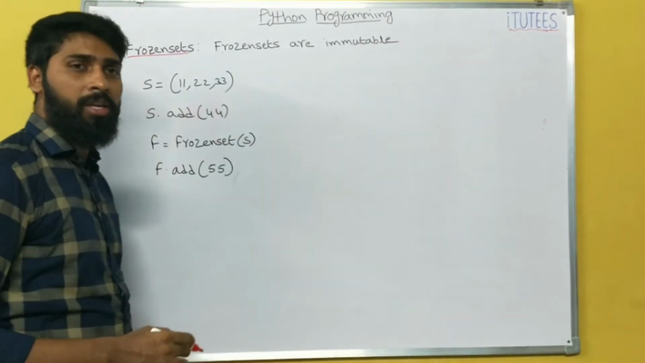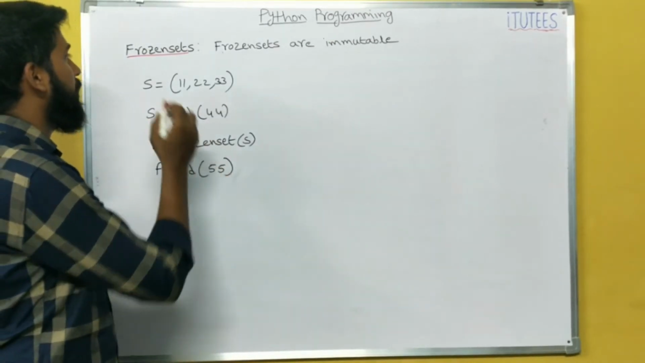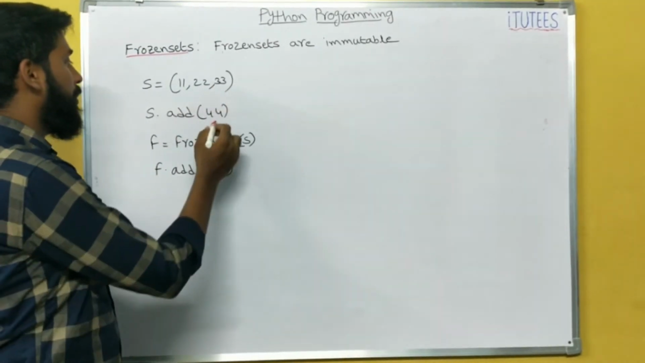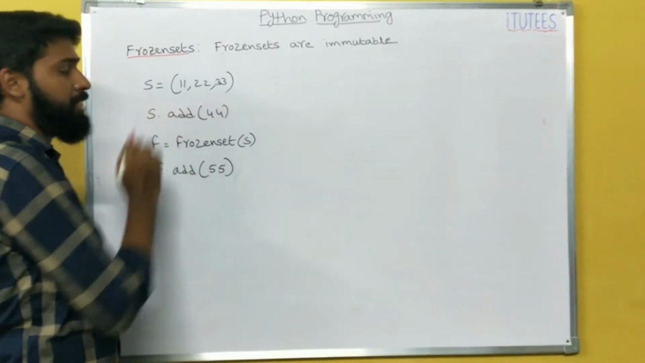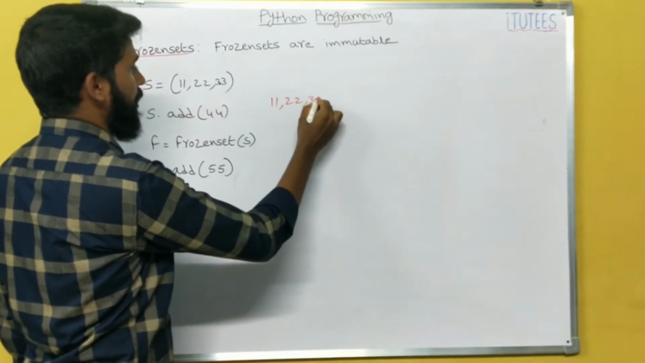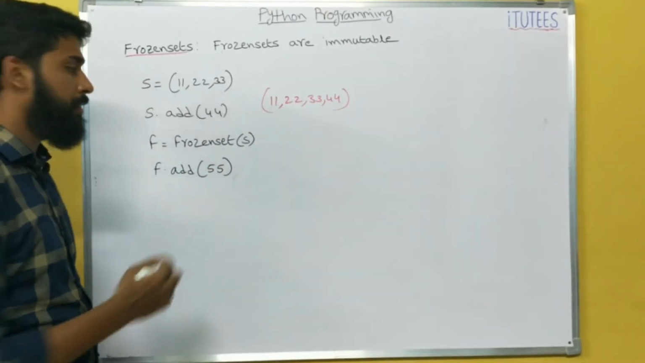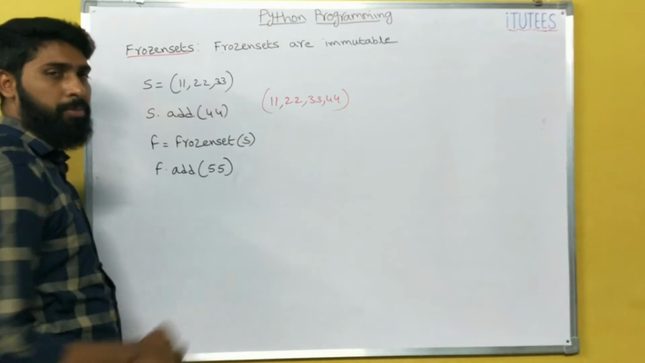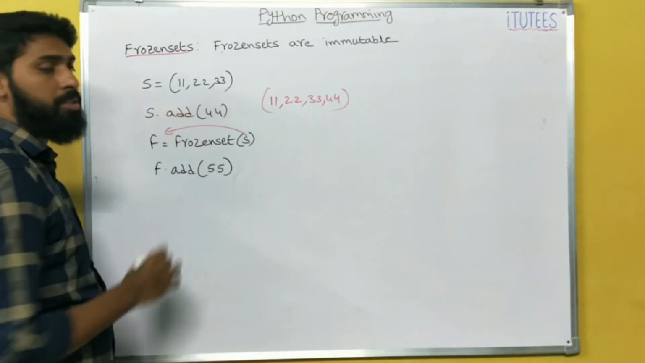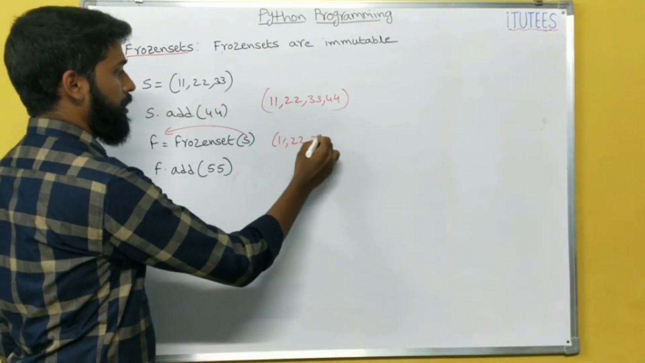The frozen sets are the immutable form of normal sets. So we can see that. S equals to 1, 1, 2, 2, 3, 3. Now I want to add 44 to this. Yes, that means now S is changed as 11, 22, 33, 44. That means it is mutable, we can change. I convert this S into frozen set F. So that means now F is 11, 22, 33 and 44.